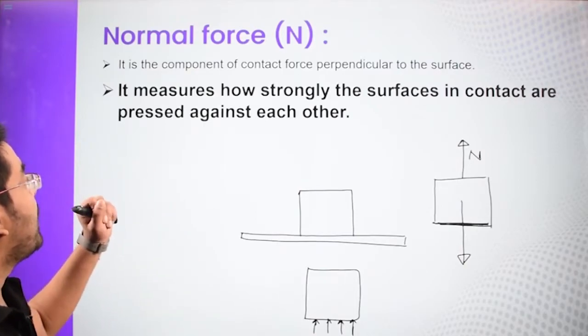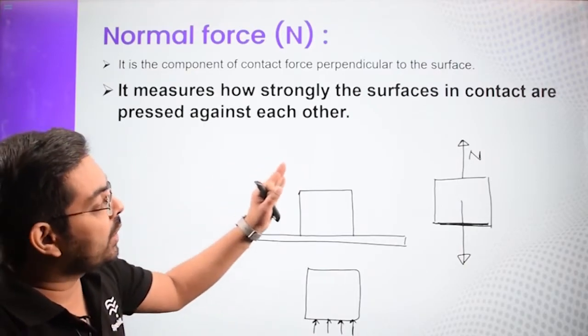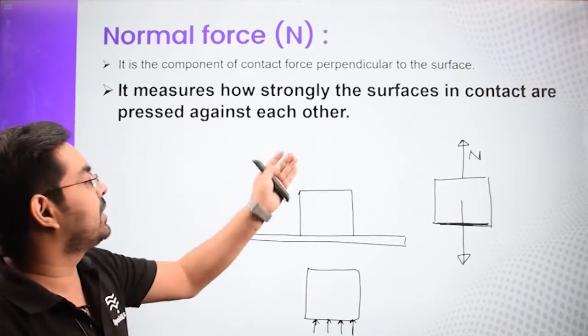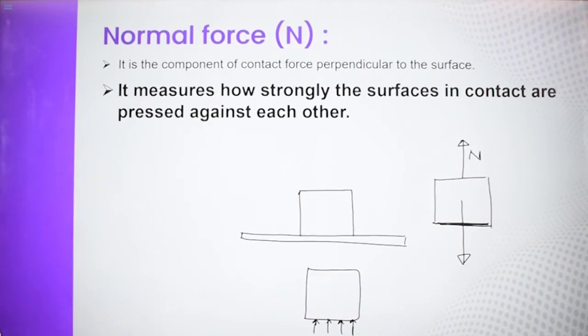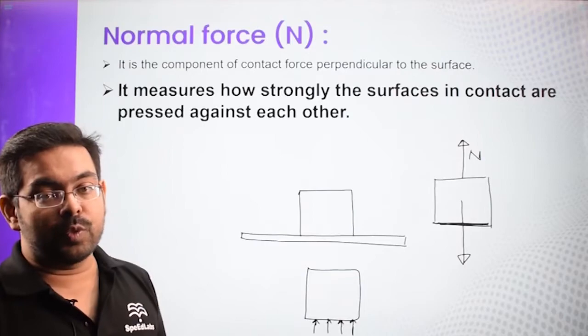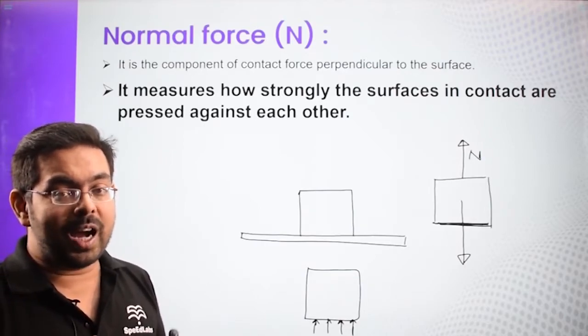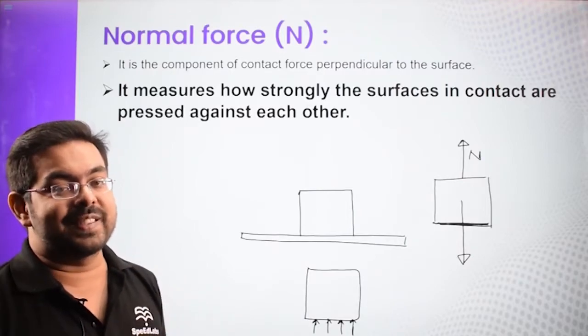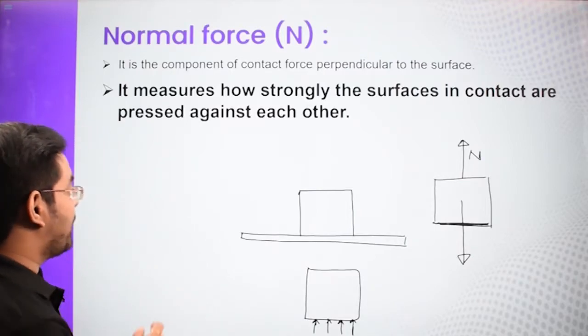तो one more statement is there. It measures how strongly the surfaces in contact are pressed against each other. देखो, it is trying to say that it is the measure of force by how much the two surfaces in contact are pressing each other. ठीक है बेटा?